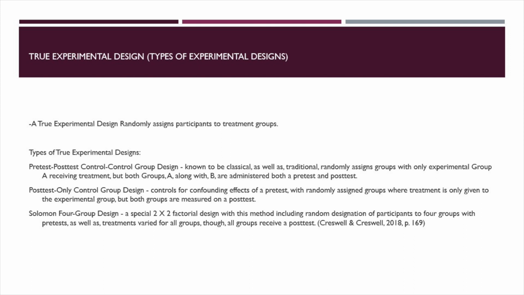In another true experimental design, the post-test only control group design controls for confounding effects of a pre-test with randomly assigned groups where treatment is only given to the experimental group, but both groups are measured on a post-test. And lastly, a Solomon 4 group design is a special 2x2 factorial design, with this method including random designation of participants to 4 groups with pre-tests, as well as treatments varied for all groups, though all groups receive a post-test.